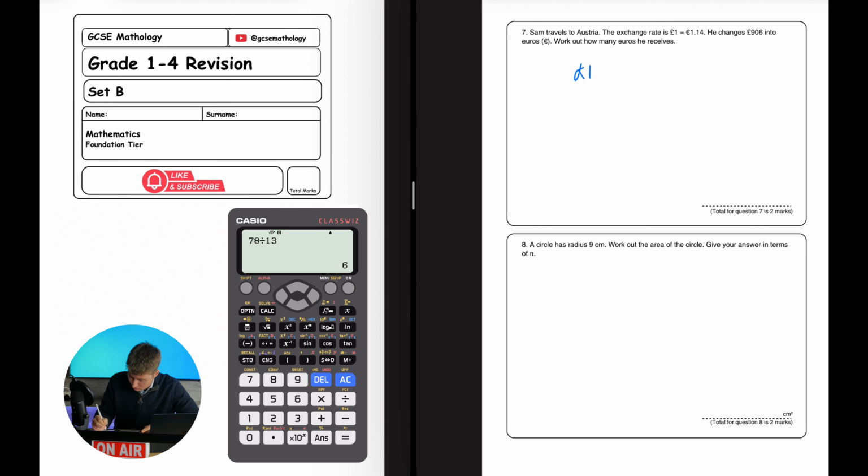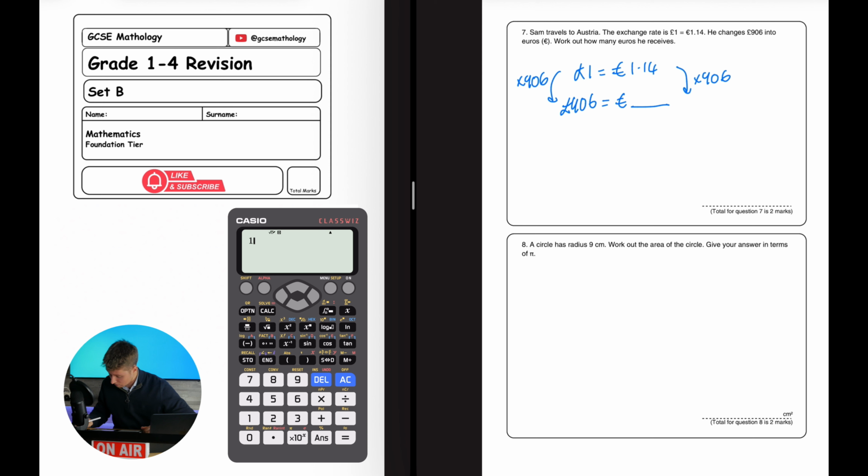So we've got £1 is equal to €1.14, and then we've got £906, and we want to work out what this equivalent is. So we've multiplied by 906 on the left, so we're going to multiply by 906 on the right. So 1.14 times 906, and this is equal to €1,032.84.